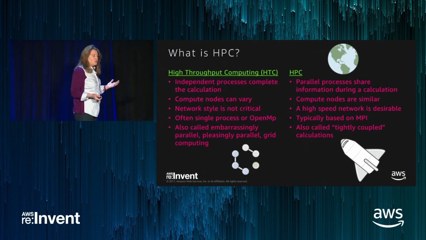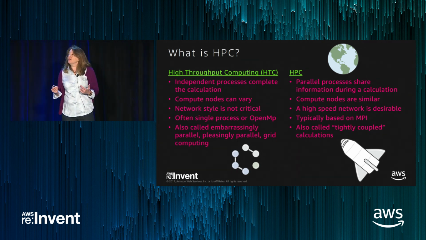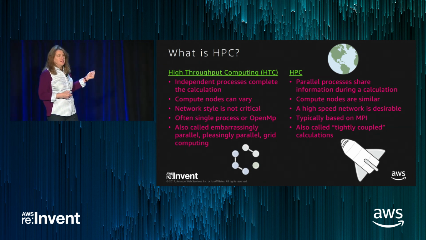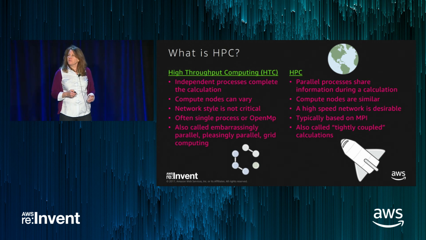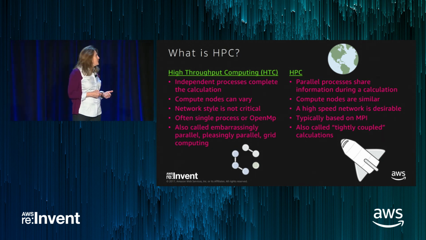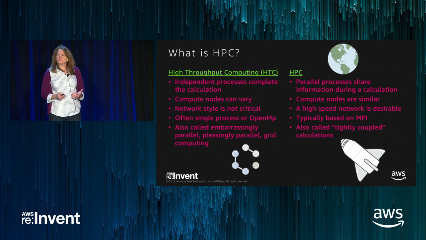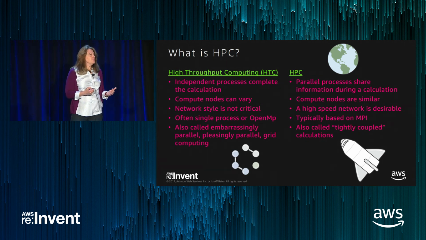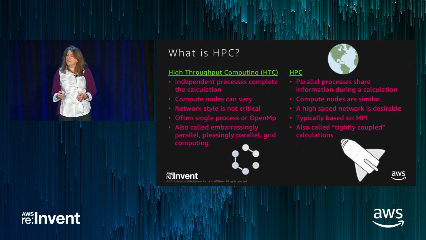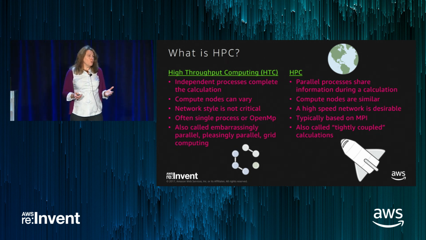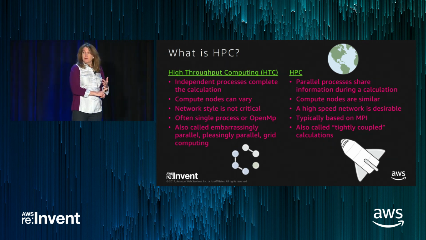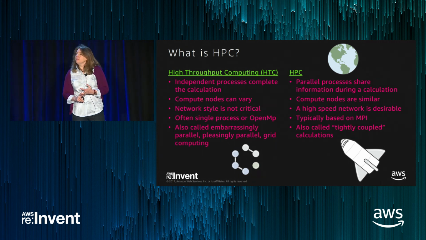So to start, what is HPC? At AWS, we define two main categories of HPC workloads. There's high-throughput computing workloads, and then the tightly coupled traditional HPC workloads. The high-throughput computing workloads, this is where you want to run 10,000 or maybe 1 million different iterations of perhaps a Monte Carlo calculation. Each iteration of this calculation can run independently of the others. You can run in any order on any process. And they're also called embarrassingly parallel, pleasingly parallel, and grid computing.